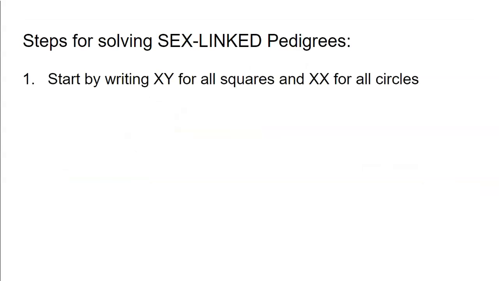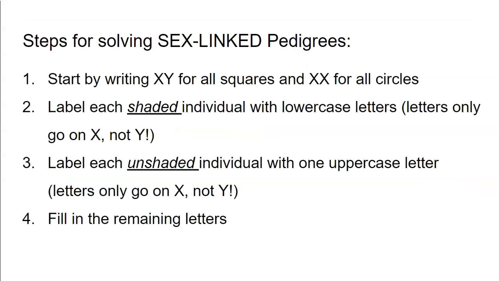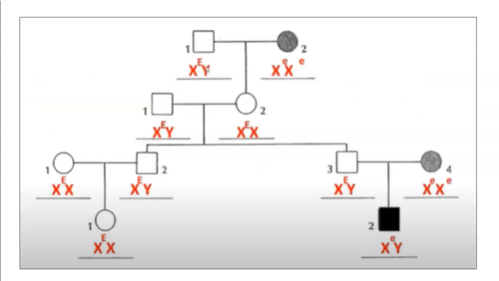So if we take a look then, step 4 is fill in the remaining letters. So we have to think about our Punnett squares here. So let's start up here with this one. We know that 1 X has to come from mom and 1 from dad. So mom only has an X with a little e to give. So the offspring has to have at least 1 X with little e. So we could go in and fill in a little e here because we know that for sure.